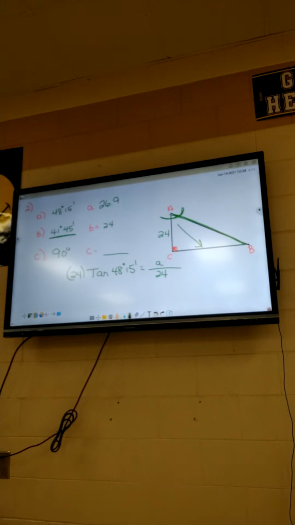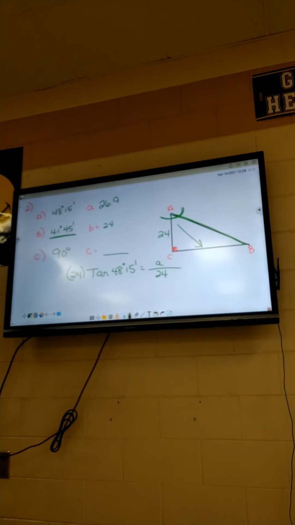Cosine is adjacent over hypotenuse. Oh, I got it. So the answer you got is the hypotenuse. So 36.04 is right. It's just going to go there instead of there. You put it in the wrong spot.